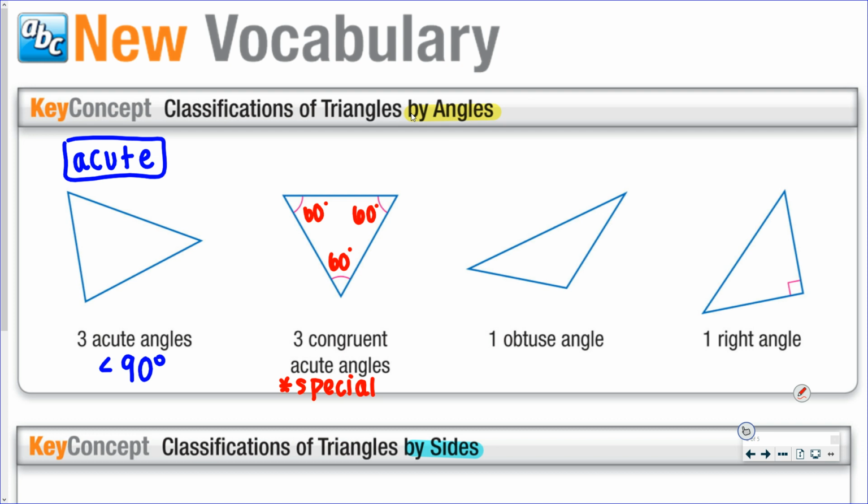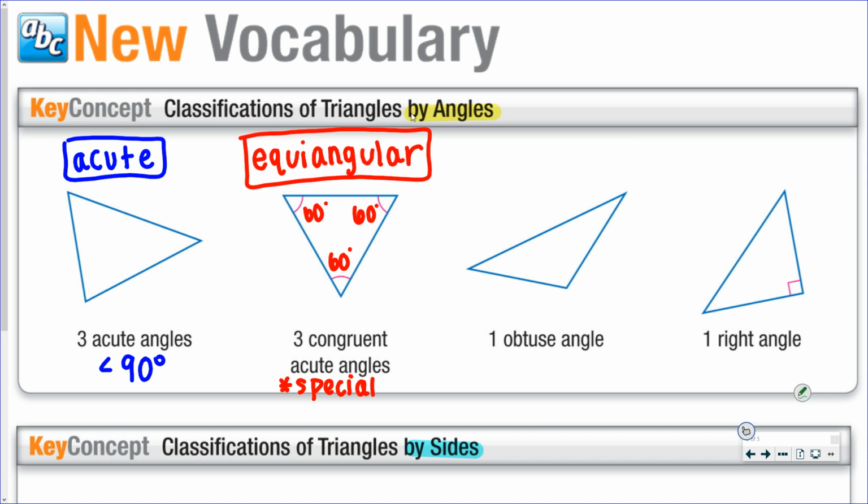Okay, any guesses what this special acute triangle is called? No, good guess, but no. Equilateral. Oh, that's if they're all the same side. That's if they have all the same sides. What do they have equal? Equal angles. Equiangular. Close enough. Yeah, equiangular. And it's just a special type of an acute triangle.